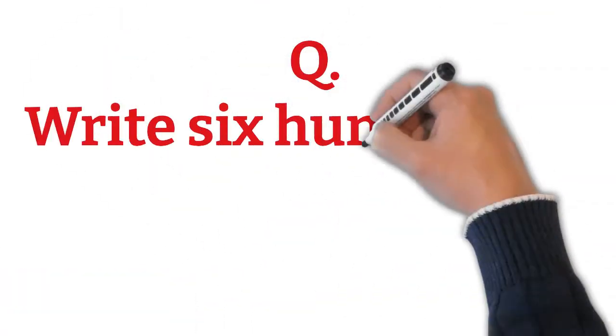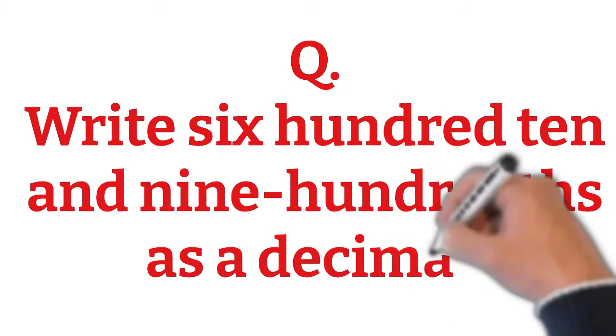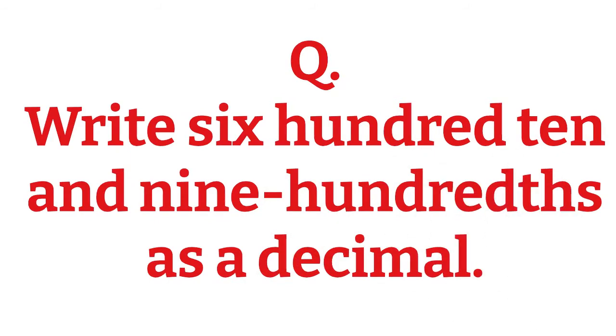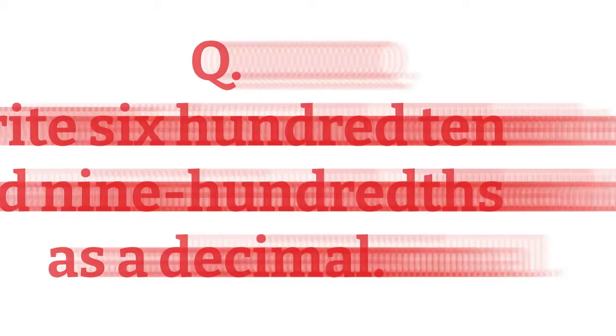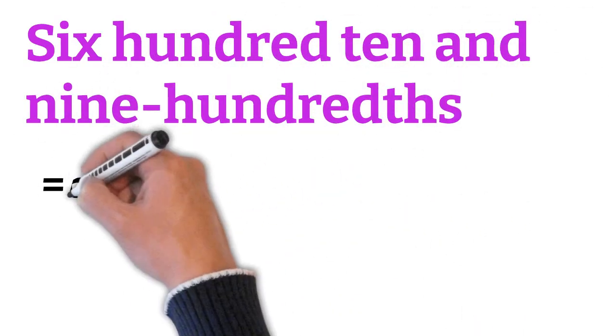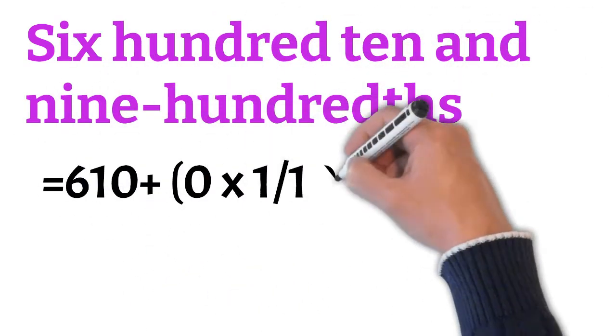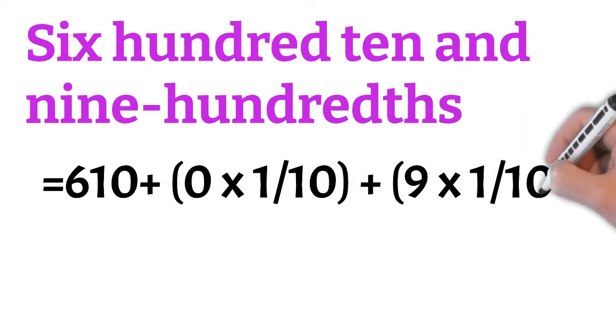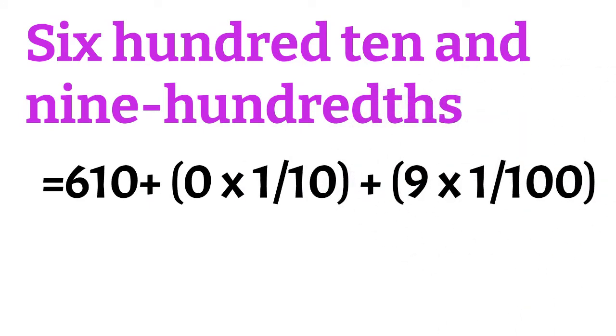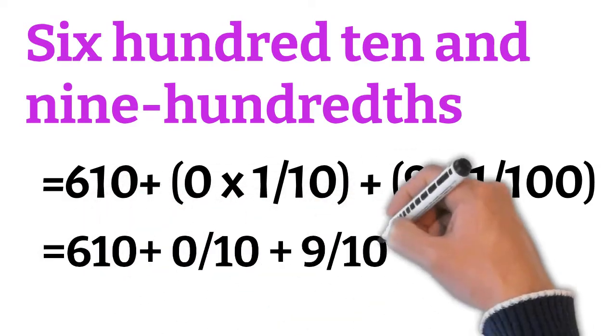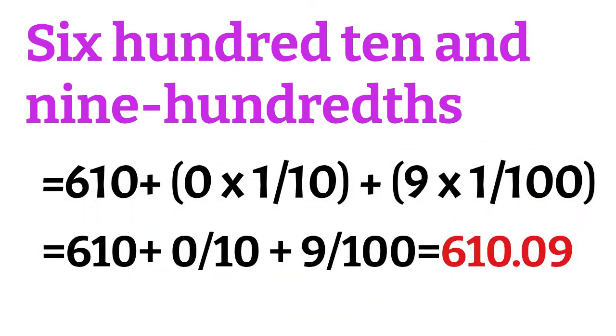Another problem. Write 610 and 9 hundredths as a decimal. 610 and 9 hundredths equal to 610 plus 0 into 1 by 10 plus 9 into 1 by 100. That is equal to 610 plus 0 by 10 plus 9 by 100. That is equal to 610.09.